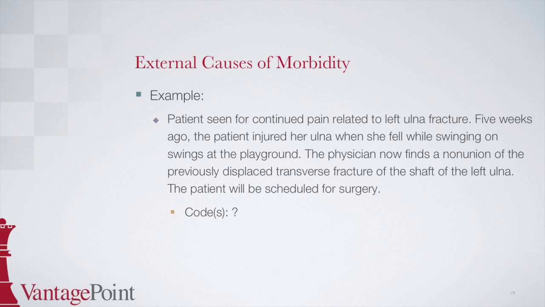For the last example, we have a patient seen for continued pain related to left ulna fracture. 5 weeks ago, the patient injured her ulna when she fell while swinging on swings at the playground. The physician now finds a non-union of the previously displaced transverse fracture of the shaft of the left ulna. The patient will be scheduled for surgery. How would you code this? Please pause the webinar to complete this example and then hit play to continue and learn the answer.